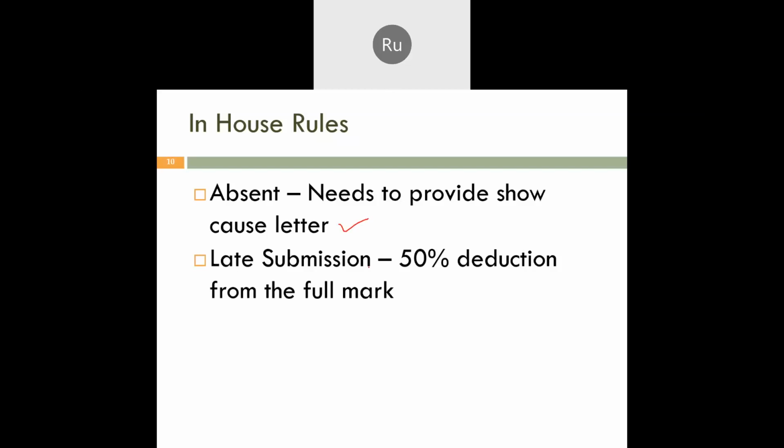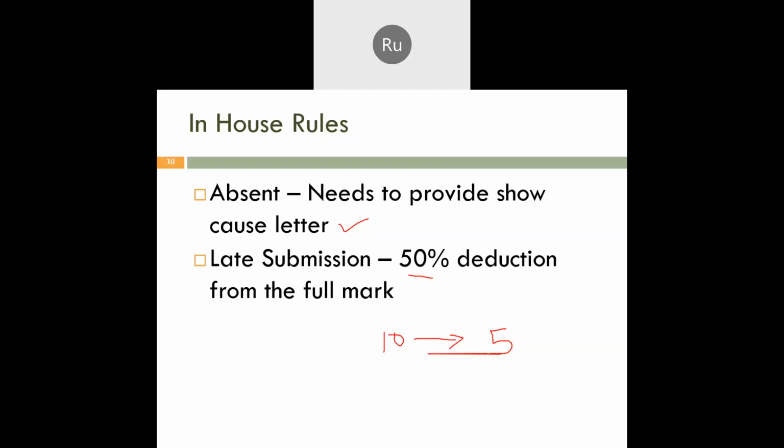Or if you have not submitted your assignment or your practical assignment after the due date, we will have a 50% deduction from the full mark. So if the full mark is 10, and you are late, meaning over the deadline, the maximum you can get is 5. So this is like a second chance. Even if you submit the assignment late, after the final exam, you only can get 50%.